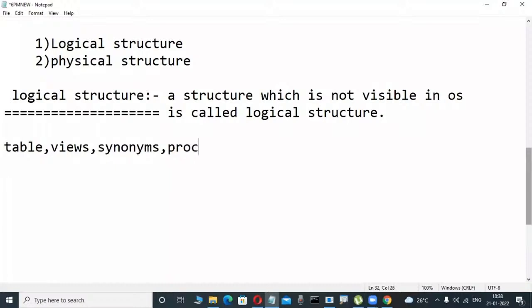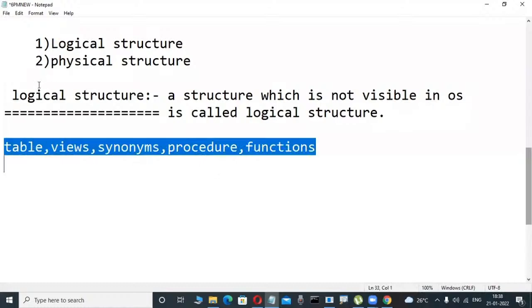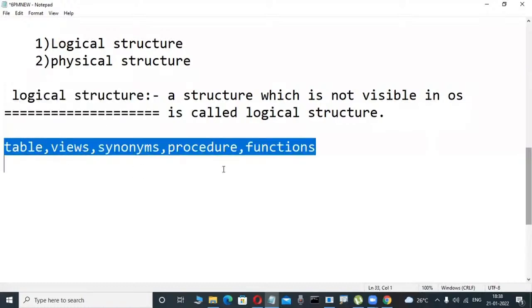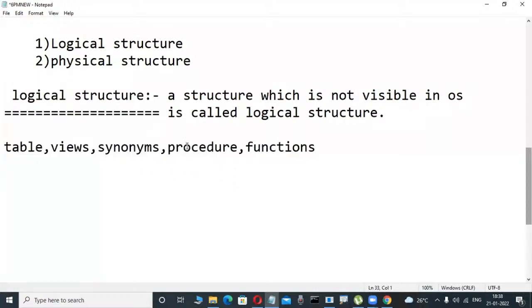So many things are there. Procedures, functions, triggers, packages are there. So many things. These are all logical structure. That is not visible in the operating system. Whatever we are learning in the course, so many objects, they are not in the operating system.